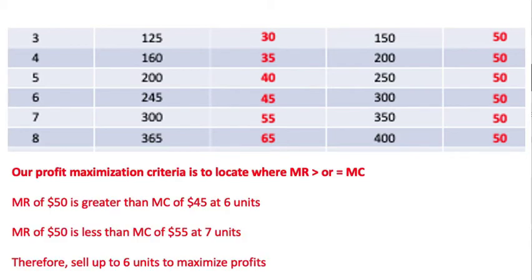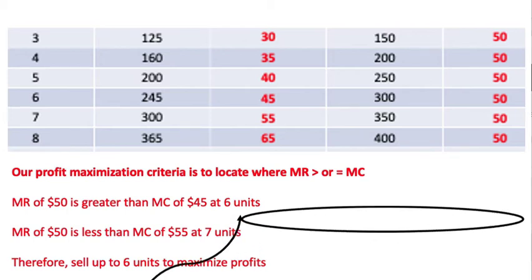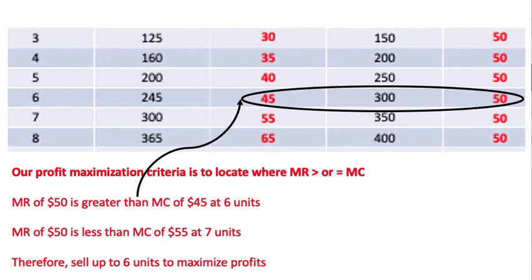So we want to find out, where do we produce, or how many should we produce? Our profit maximization criteria is to locate where marginal revenue is greater than or equal to marginal cost. Looking at the marginal costs, the middle column, you'll see 30, 35, 40, 45, 55, and 65. The marginal revenues are all 50. So where does marginal revenue exceed marginal cost? At 45, marginal revenue of 50 exceeds marginal cost of 45.